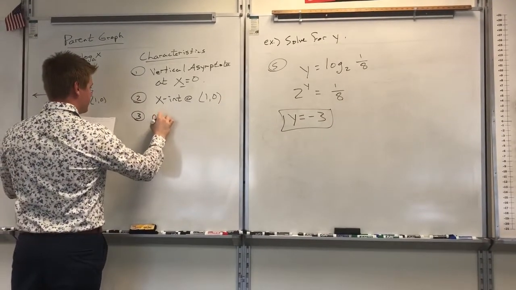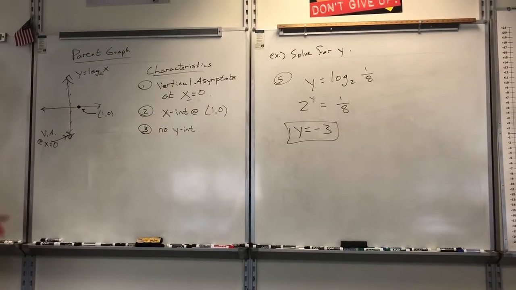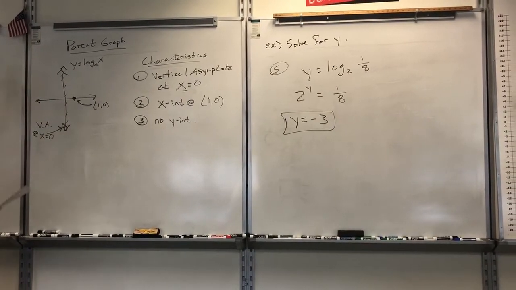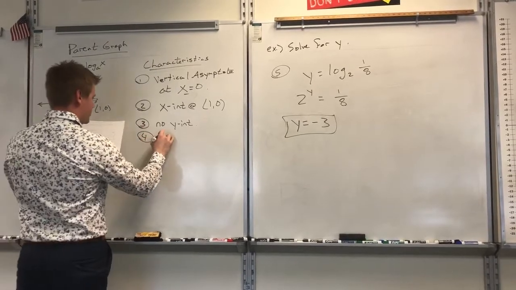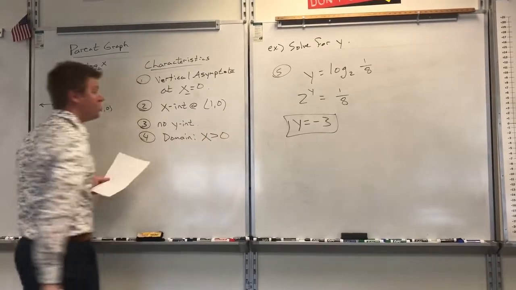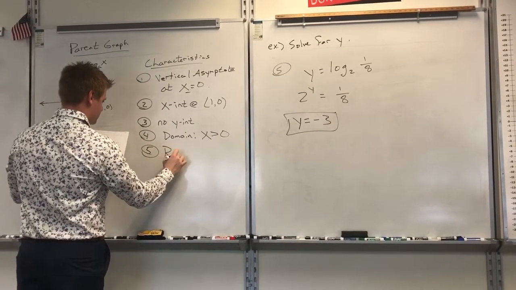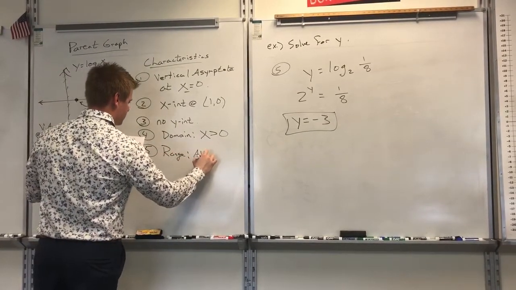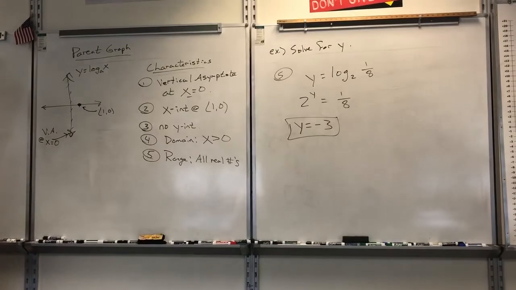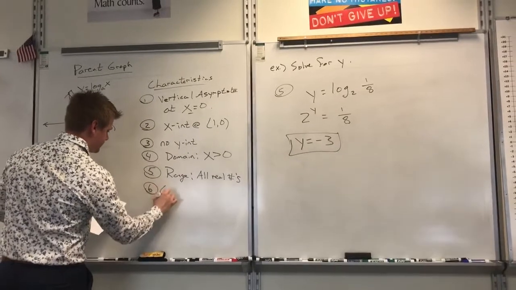Number 3, there is no y-intercept on a logarithmic function graph. And the reason for that is that's where the vertical asymptote is. Remember, a graph cannot cross a vertical asymptote. Number 4, the domain is all numbers greater than 0. Our range is all real numbers, or negative infinity to positive infinity. And again, if you check your notes from the last section, those two are exchanged.